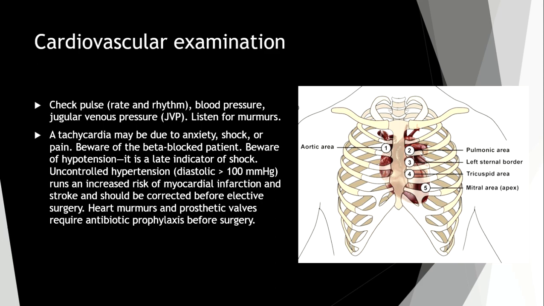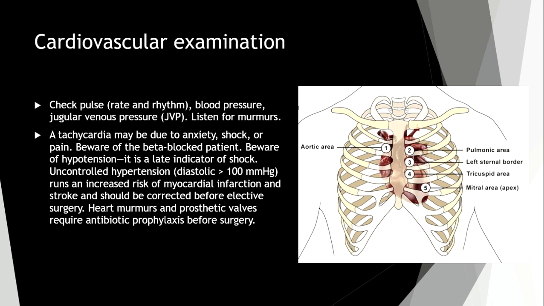Cardiovascular examination. Check pulse, rate and rhythm, blood pressure, jugular venous pressure. Listen for murmurs. A tachycardia may be due to anxiety, shock, or pain. Beware of the beta-blocked patient. Beware of hypotension. It is a late indicator of shock.